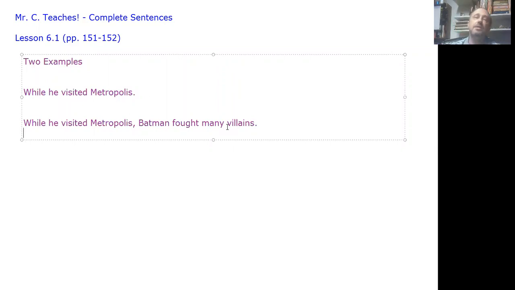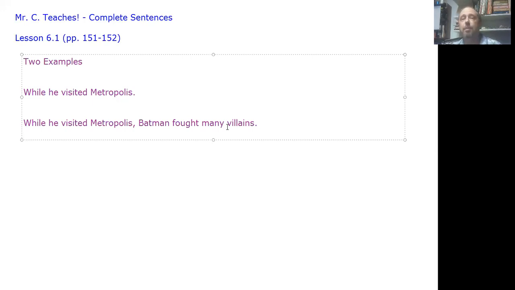No. A sentence has to start with a capital letter. It has to end with an appropriate end mark. It has to have a subject. It has to have a verb, but it also has to express a complete thought, right? The complete thought. And this doesn't express a complete thought. While he visited Metropolis, what? I mean, it doesn't say, right? So the next group of words is a complete sentence.